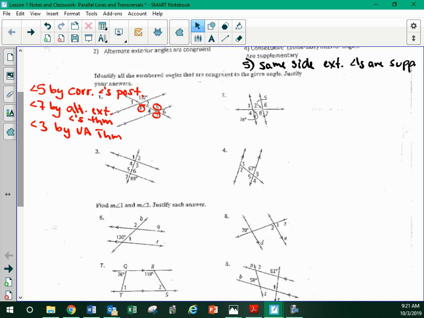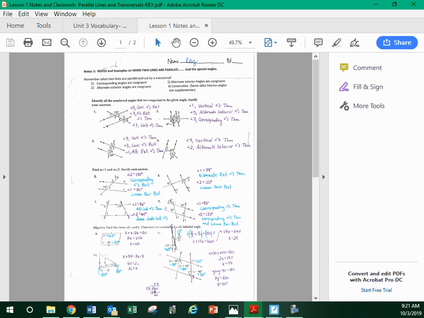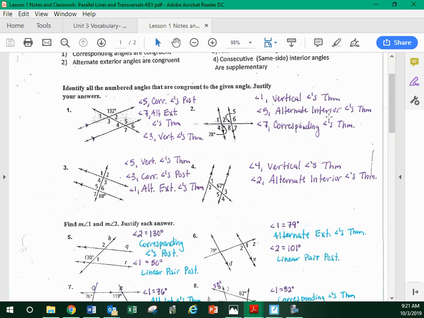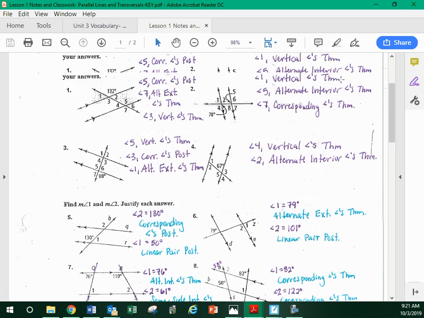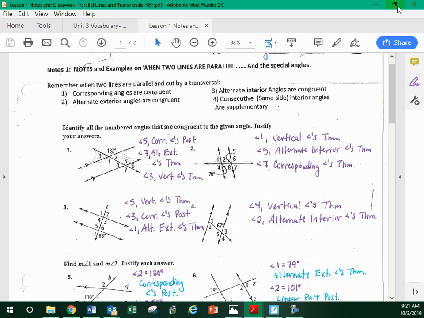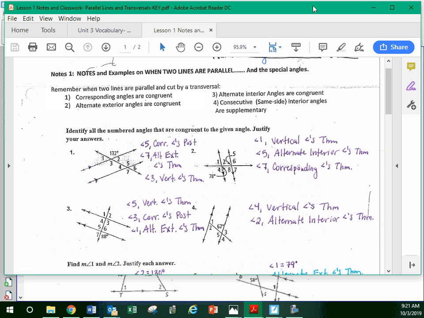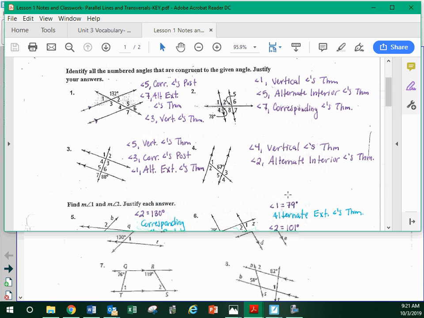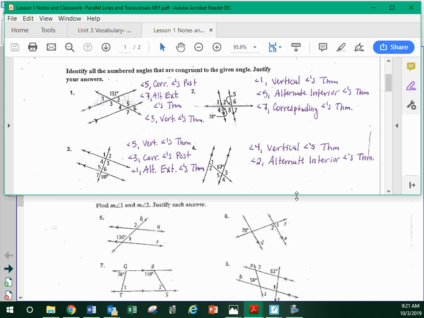Alright, let's go ahead and take a look at 2, 3, and 4. And then angle. Alright, you get 7, 1. Alright, go ahead and check your answers for 2, 3, and 4.